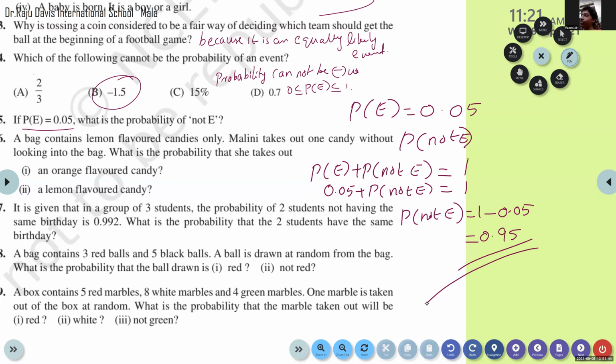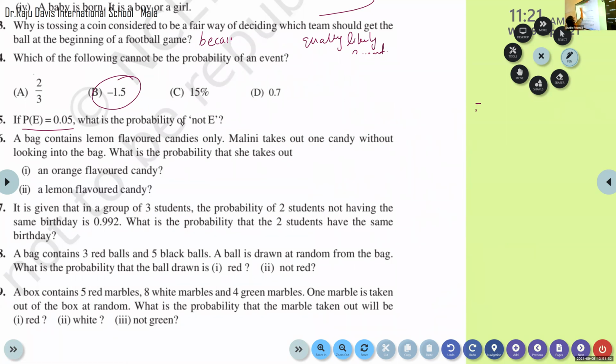Okay. Write the sixth one. A bag contains lemon flavored candies only. Malini takes out one candy without looking into the bag. What is the probability that she takes out an orange flavored candy?